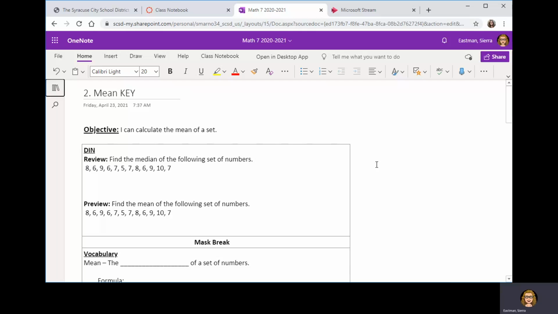So earlier this week, we calculated the median of data sets, and today we're moving on to calculate the mean of a data set, and we're going to learn what that actually means today.